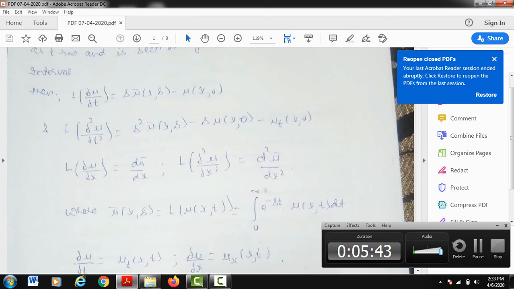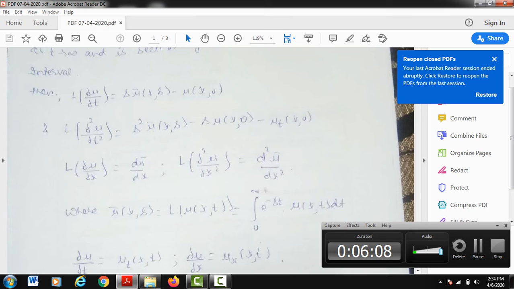Okay students, I think these things are more clear to you. All these things will help you to learn these results. Now what is u bar(x,s)? U bar(x,s) means Laplace of u(x,t). So whenever I'm using this notation, you can use it yourself. If you are finding the Laplace transformation of the function u(x,t), it is equal to u bar(x,s), and it is evaluated by this formula.